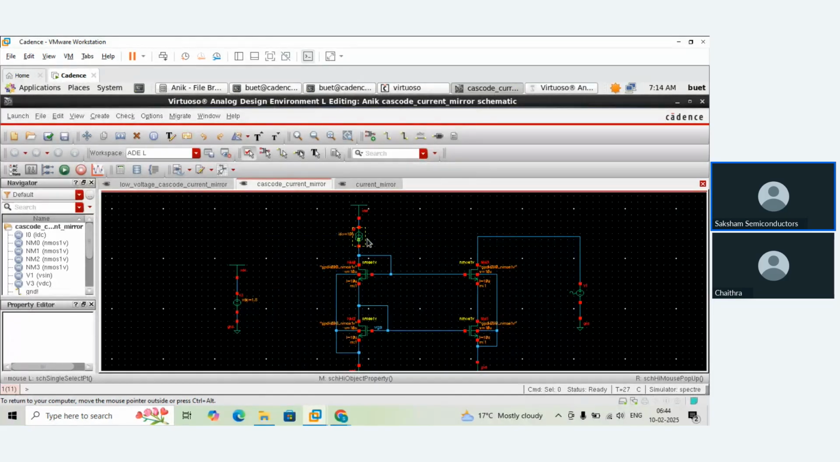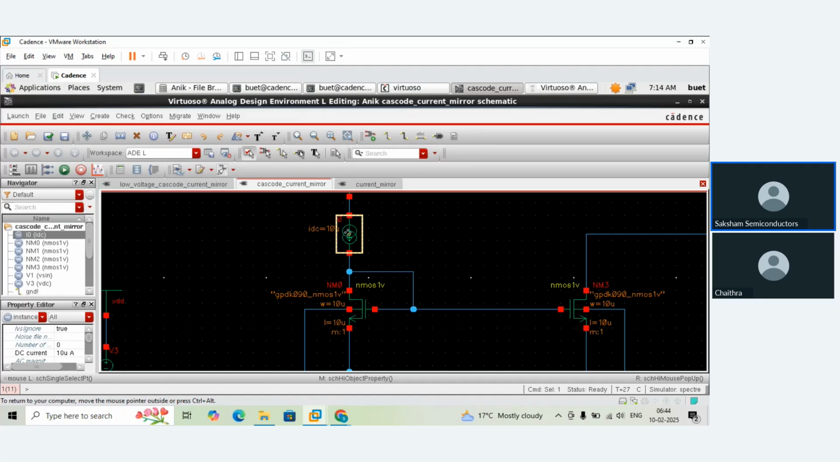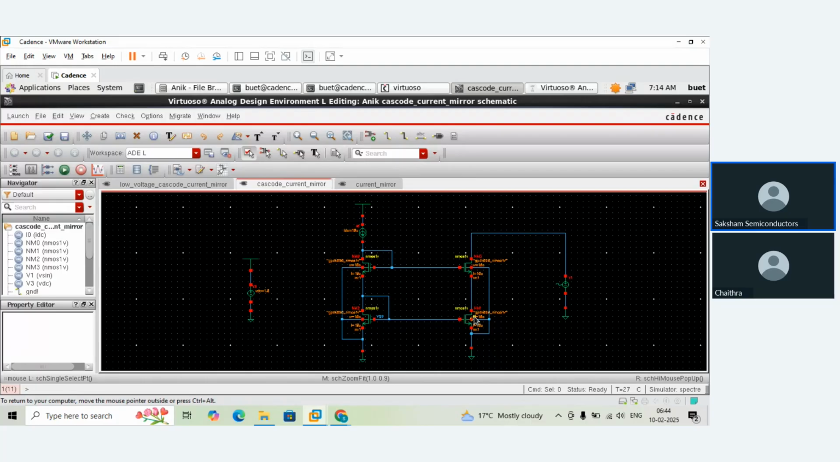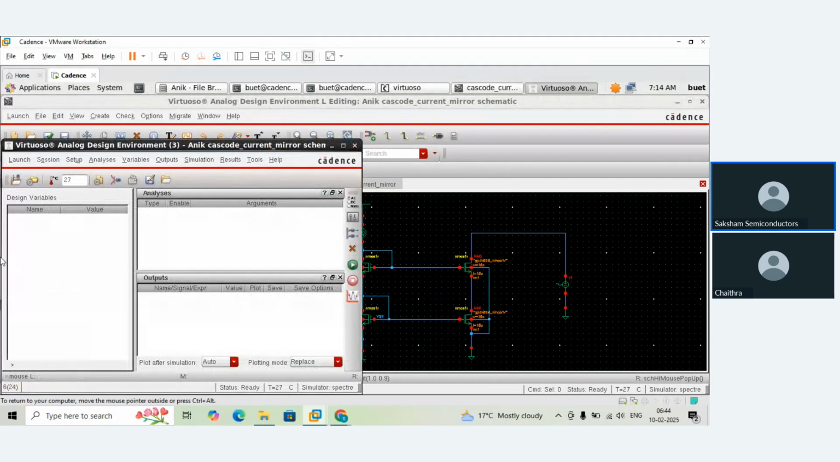Here I have taken a reference current source of 10 microampere, and everywhere I have kept the values of W and L as 10 micrometer. Why did I take 10 micrometer? We have already seen that for W equal to 10 micrometer and L equal to 10 micrometer, I get a larger output resistance, and that's why we have fixed these values of W and L.